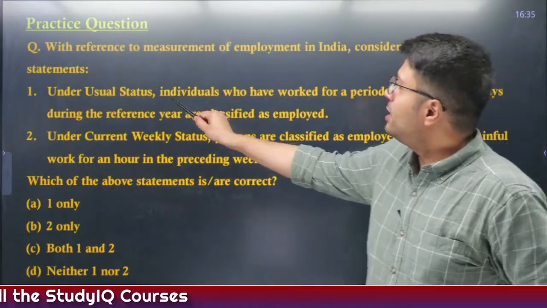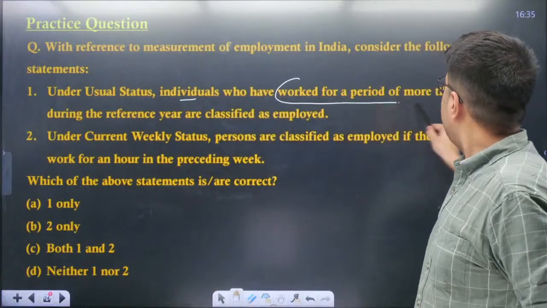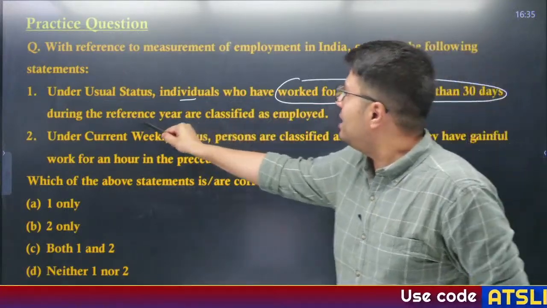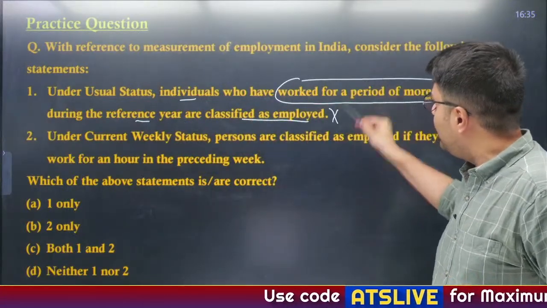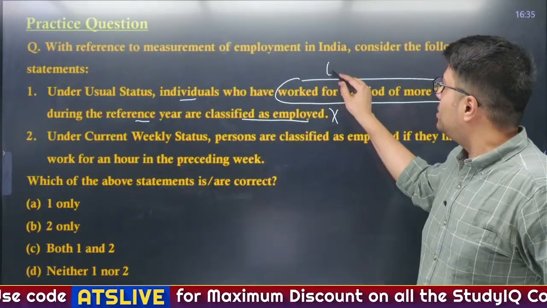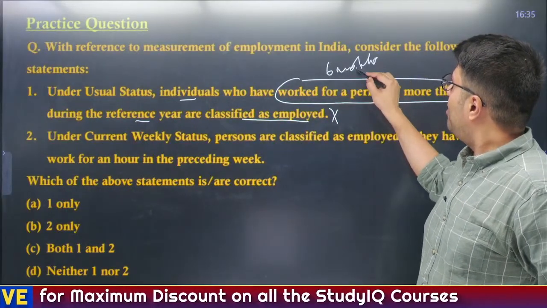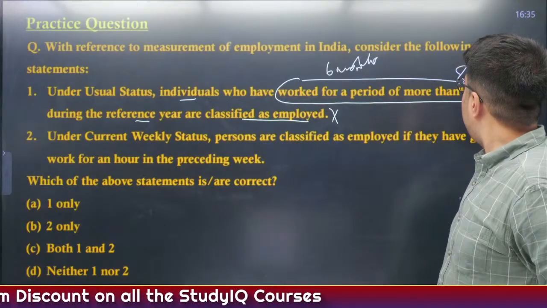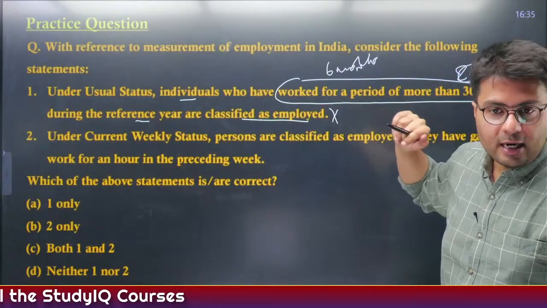Now under usual status, individuals who have worked for a period of more than 30 days during the reference year are classified as employed. It is incorrect. I told you, you have to work for a major part of the year, that is 6 months or more. So if you have worked for say 2 months, you won't be called employed under the usual status.